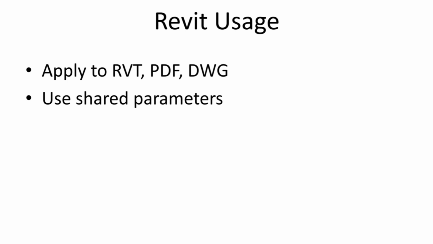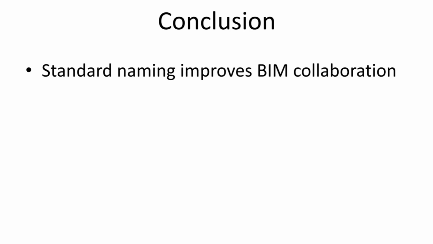In Revit, this naming convention can be applied to model files, sheets, and exported files like PDF and DWGs. You can also use shared parameters to maintain consistency across the project. File naming is a critical part of BIM workflows. It improves coordination and project efficiency.